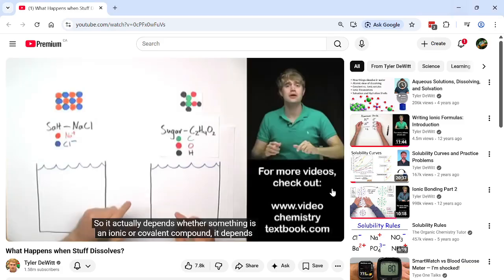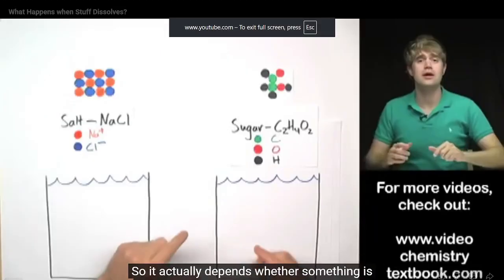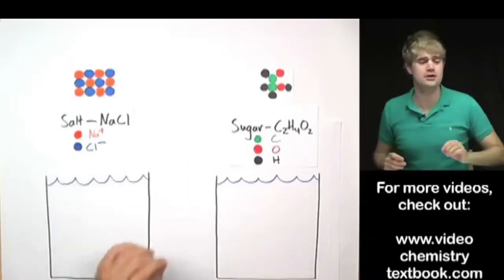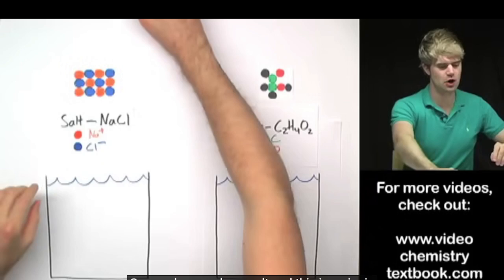And let's go back to our friend Tyler. It depends on what it would look like when it dissolves. Oh. So over here we have salt. Hang on. We didn't talk about how to tell if something is covalent. Everyone ready for covalent? Claire, how do you know if something is covalent?